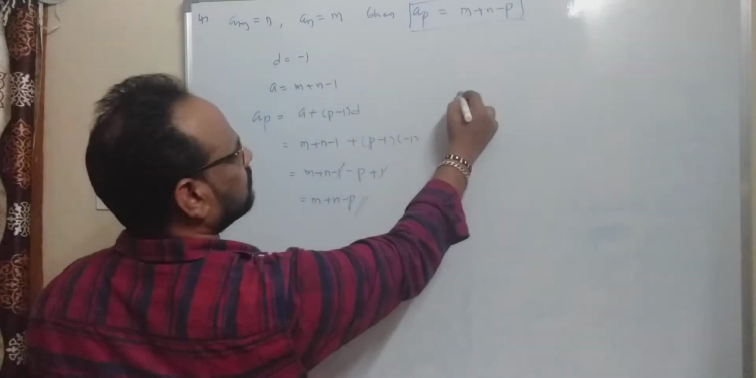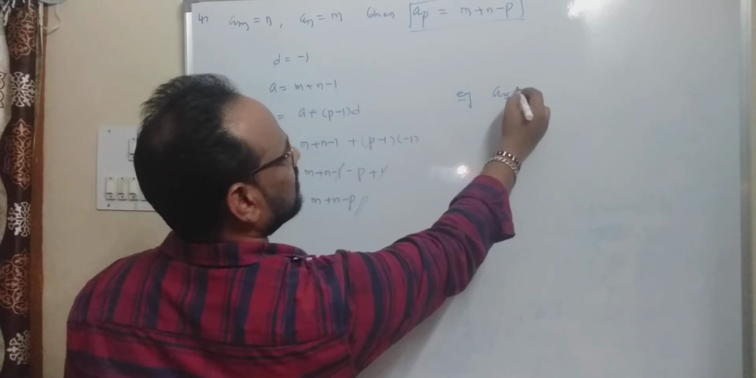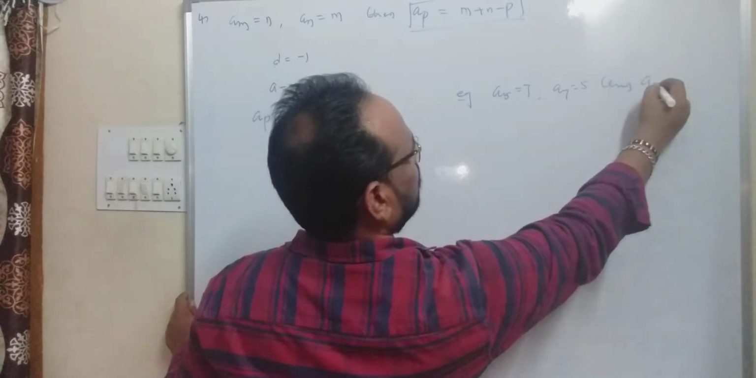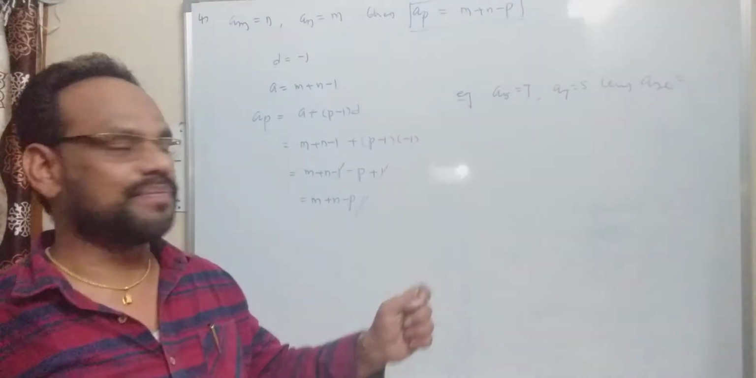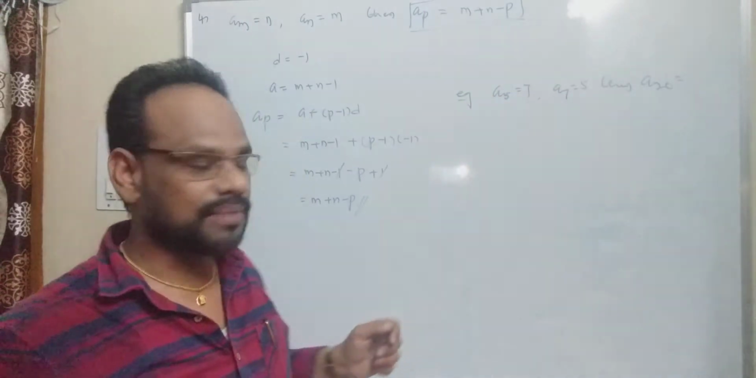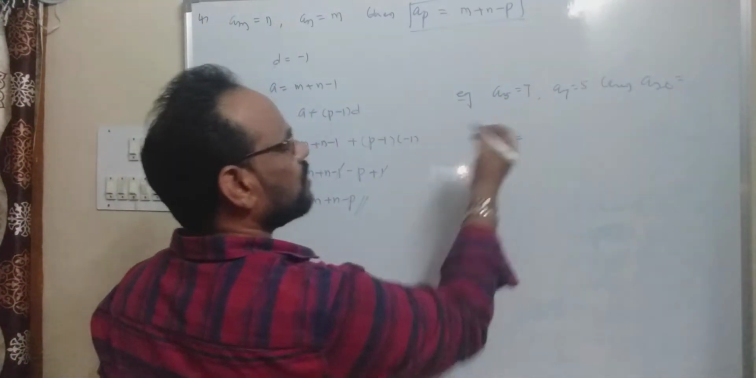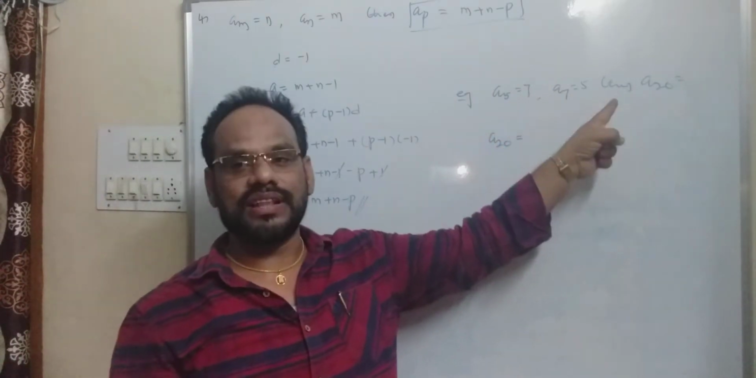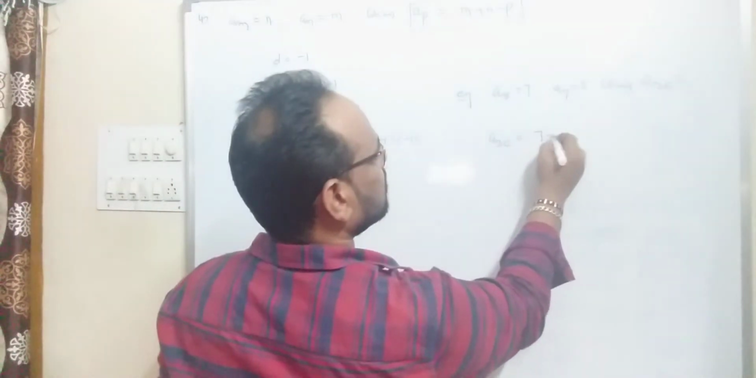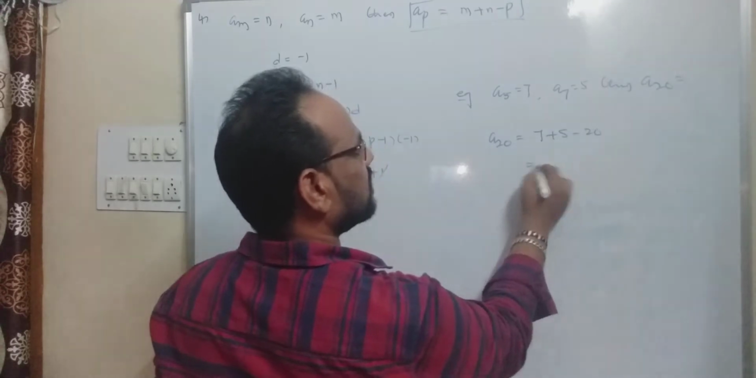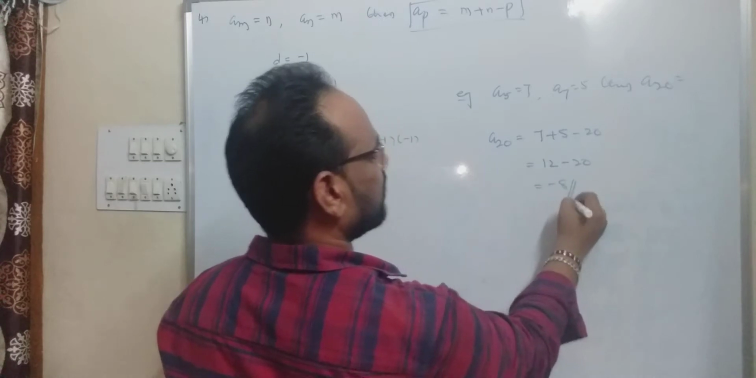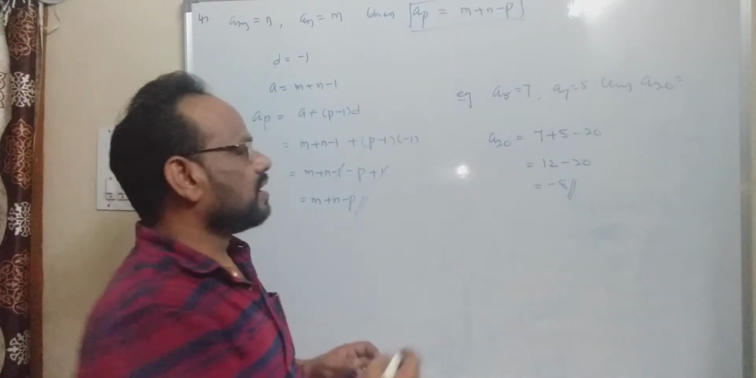For example, the fifth term is 7, the seventh term is 5, then we want the 20th term. We know that a_n is equal to m and a_m is equal to n, then a_p is equal to m plus n minus p. So m plus n, that is 7 plus 5, minus p, that is 20. That is 7 plus 5 is nothing but 12, minus 20, that is equal to minus 8. Very important property.